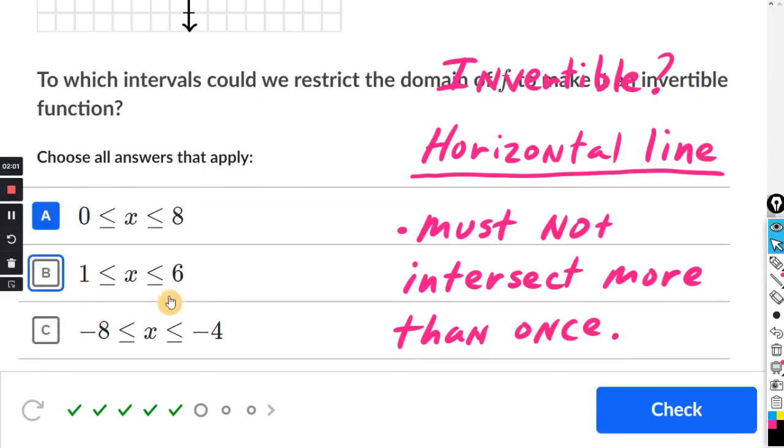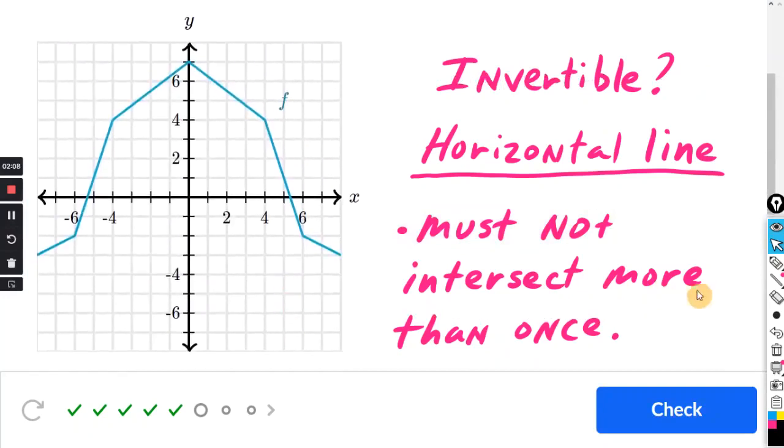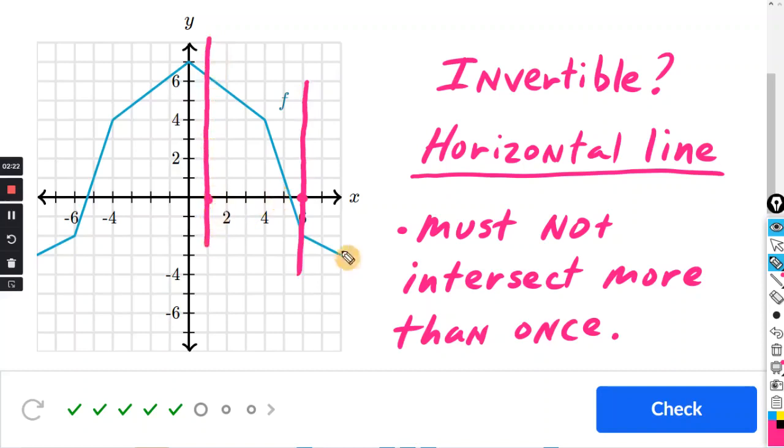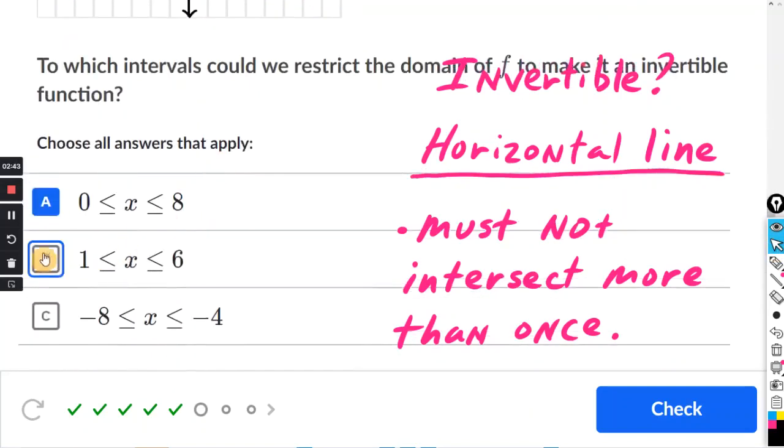Next up, between 1 and 6. It has the equal sign, so it includes 1 and 6. So we're going to x equals 1 on the x-axis, here's 1, and here's 6. So between 6 and 1, and it includes 6 and 1. If you do the test, the horizontal line intersects it once, no matter where you go. So between 1 and 6, that part also works. So if we do it between 1 and 6, we're good.